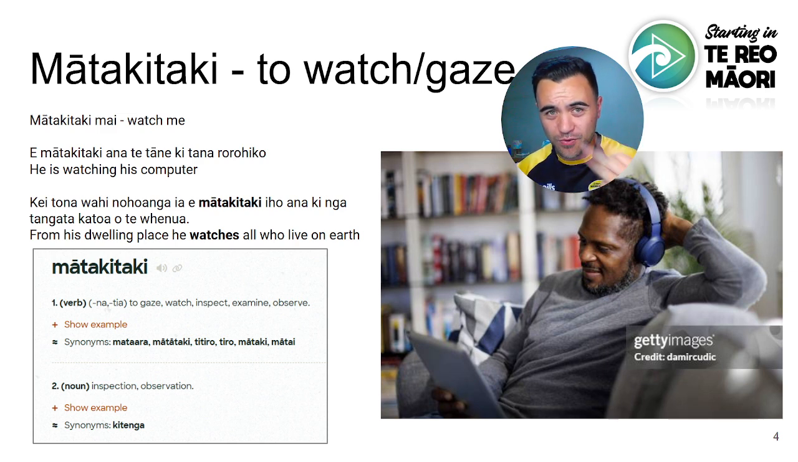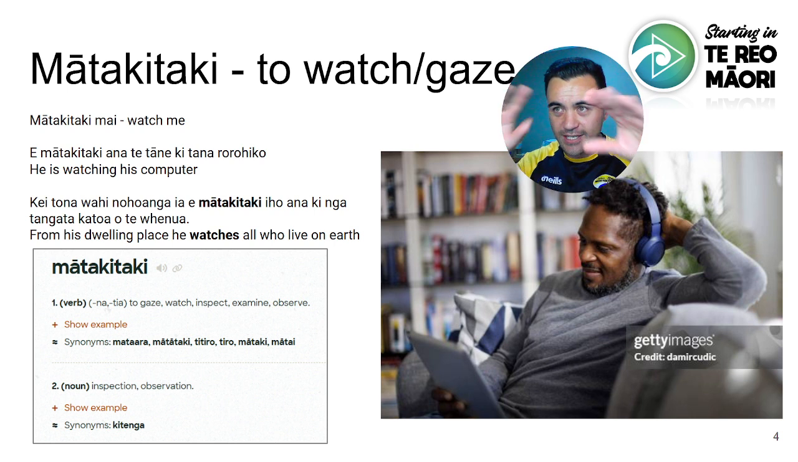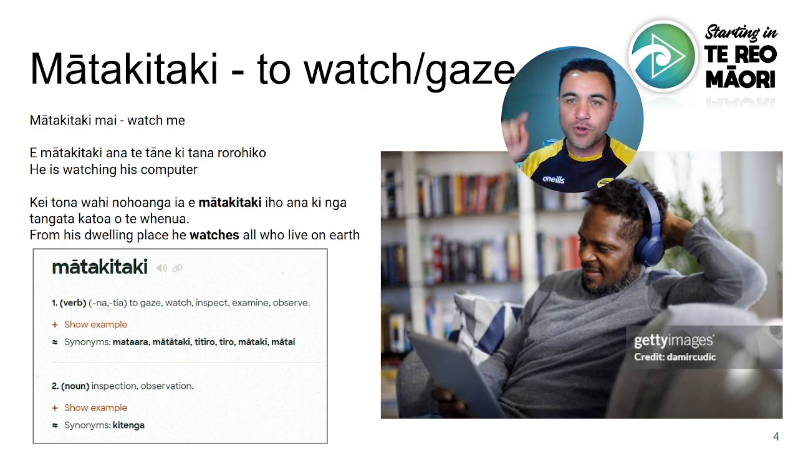Mātakitaki. So for those three that we've looked at, kite is more about just seeing something. It's in your area of perception. You can see it. Titiro is about looking with intent at something. Mātakitaki is like watching a screen, watching a performance. It's almost like you're sitting back like this fella is, enjoying the show.